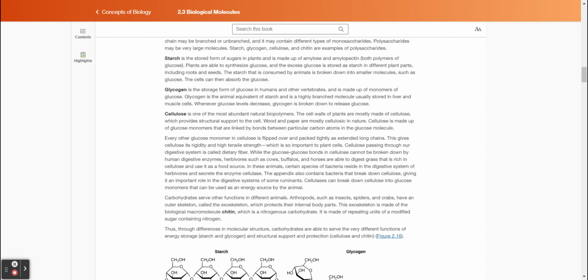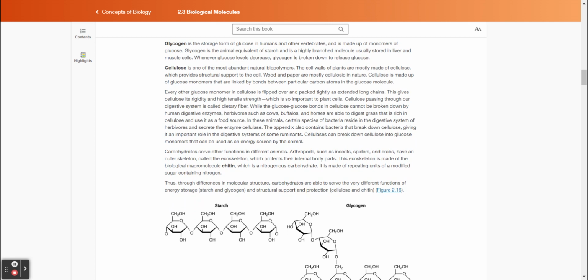Starch is the stored form of sugars in plants and is made up of amylose and amylopectin, both polymers of glucose. Plants are able to synthesize glucose, and the excess glucose is stored as starch in different plant parts, including roots and seeds. The starch that is consumed by animals is broken down into smaller molecules, such as glucose. The cells can then absorb the glucose.